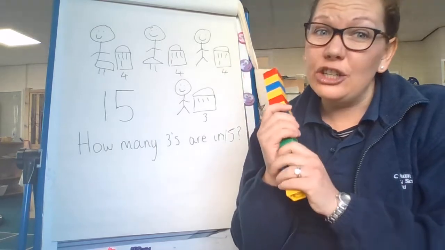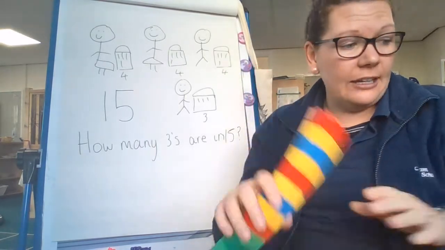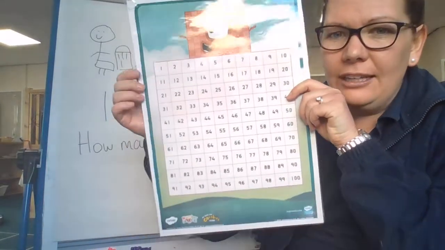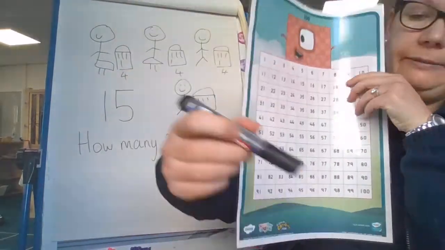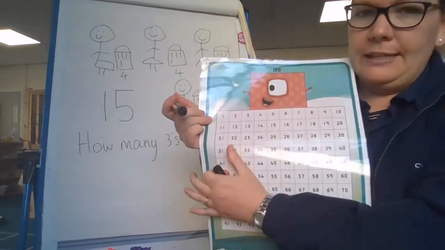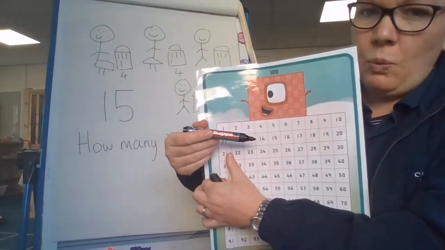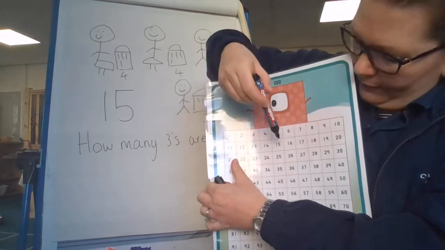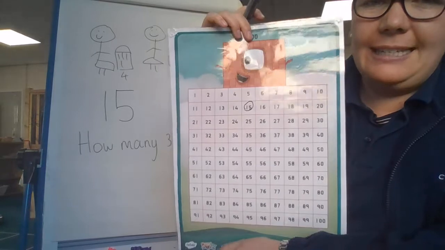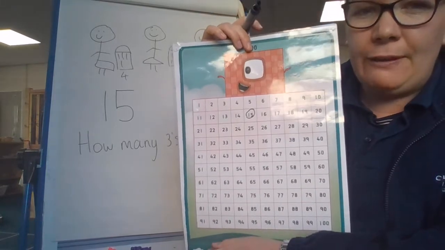And then an extra challenge is I'd like you to use your 100 square. So back to your 100 square. And I'd like you to find the number 15. Okay, so we should really know where the 15 is because we know that 15 is 1 more than 14. So my 15 is here, so we're going to give it a circle. And today I want you to practice counting up in 5s to 15.